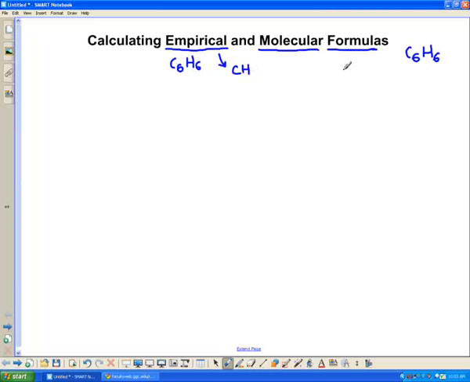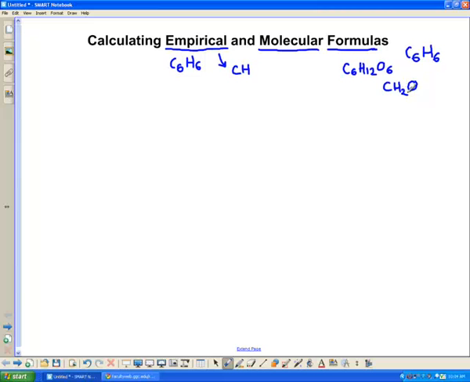And depending on the compound, let's say something like glucose, for example, C6H12O6. Well, once again, we just divide through by the smallest number, which in this case is 6, and for an empirical formula, we get CH2O.